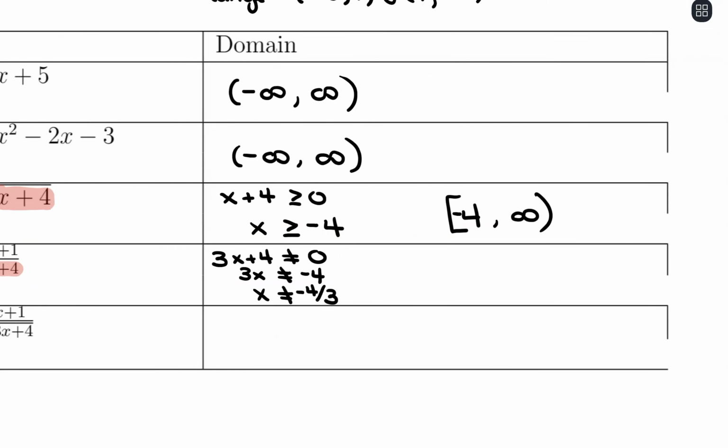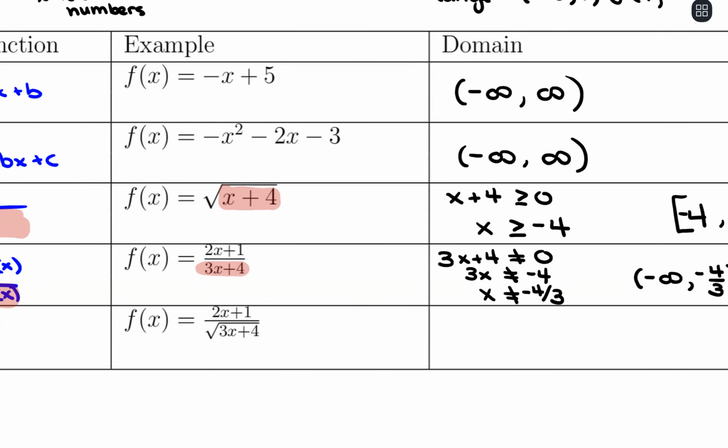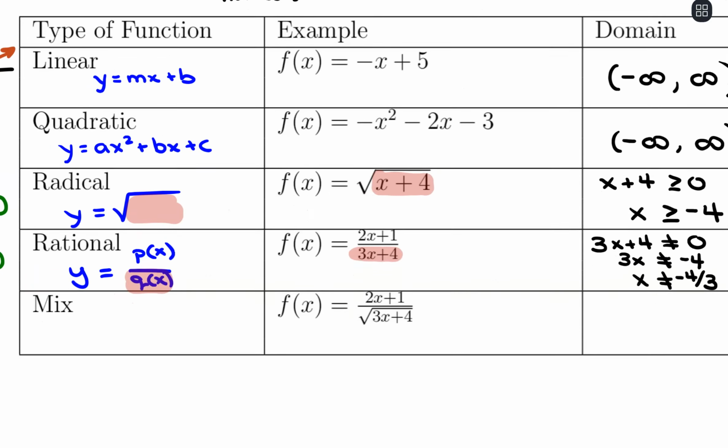If I want to write this in interval notation, I would use the notation for skipping over just a single value. We could go from negative infinity all the way up to -4/3, but not including -4/3. So we'll do a union with -4/3 to positive infinity, all using those curved parentheses. All right, now a mixture of the two.